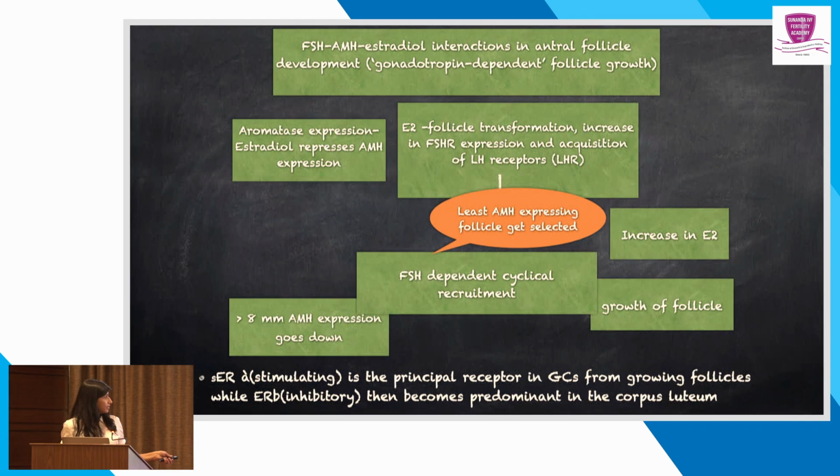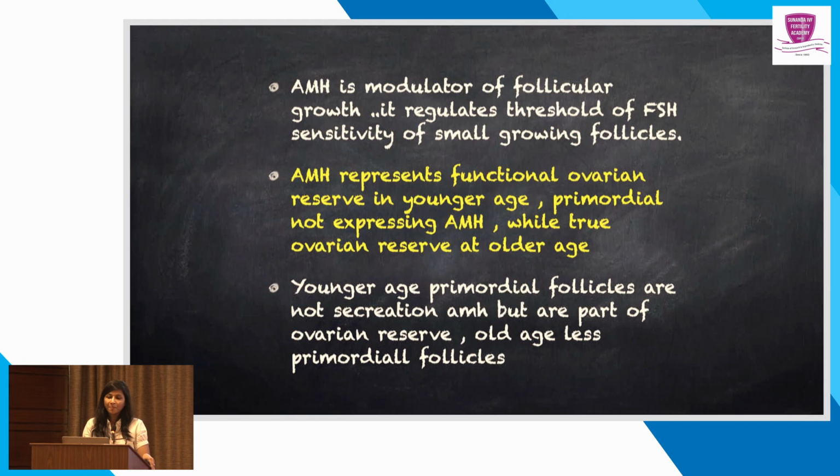So when the follicle goes beyond 8 millimeter, the AMH expression goes down, and this follicle is going to become dominant. So why does this particular follicle become dominant? There are these theories. The first one is the regulated theory and the other one is the gonadotropin dependent theory. AMH is a modulator of follicular growth and it regulates the FSH threshold.